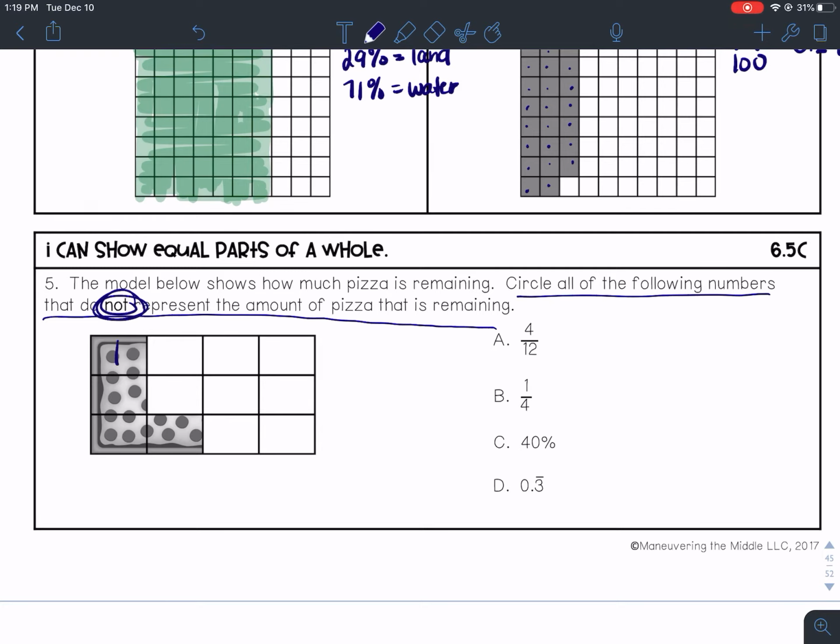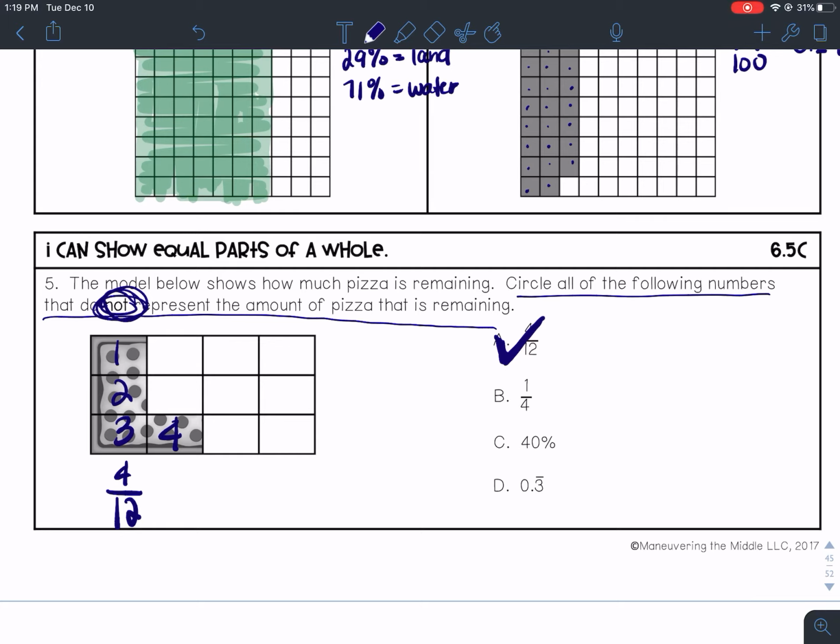So I have 1, 2, 3, 4 pieces have pizza out of, let me see how many there are in total. So if there's 4 here, 5, 6, 7, 8, 9, 10, 11, 12. Out of 12. Okay, so I'm going to go to my answers. Again, I'm looking for the ones that do not represent the amount of pizza. So I'm going to cross out the ones that do. So 4/12, that's correct. So A, that's correct. Let me put a check mark because that's correct, right? That is one way to write it. Okay, so that's not my answer.